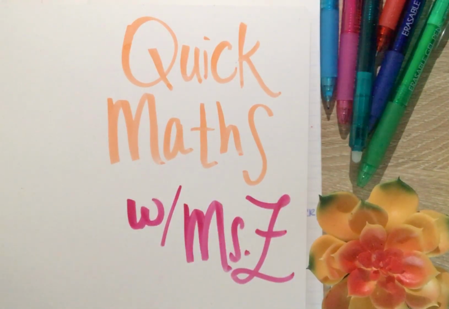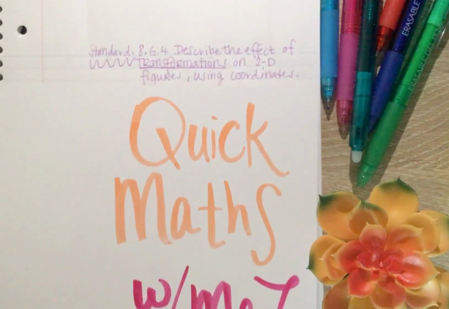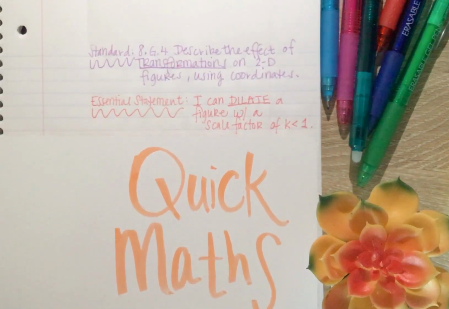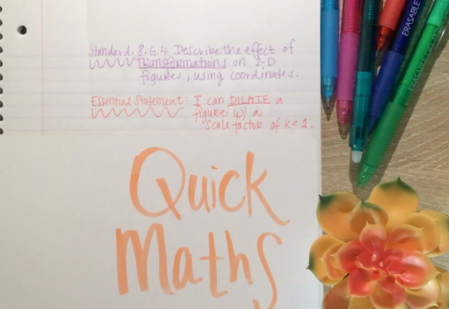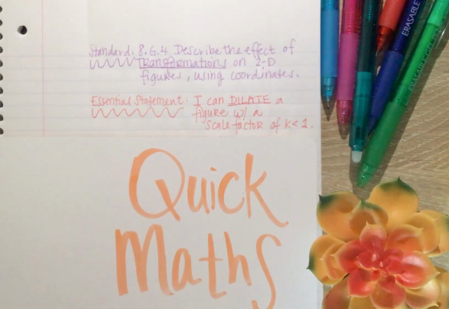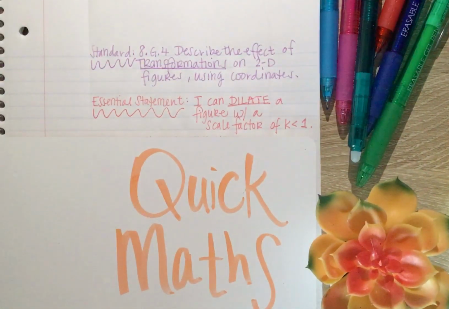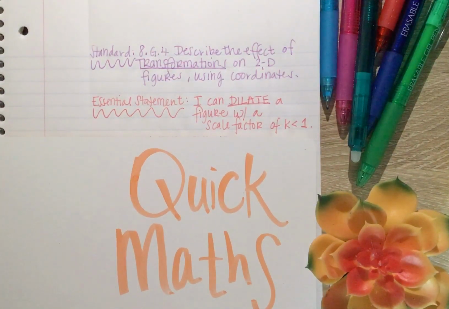I'm going to have you get out your notebooks and set up your day for today. Our standard today is the same, 8.G.4: describe the effect of transformations on 2D figures using coordinates. We're still working on transformations, and our essential statement is I can dilate a figure with a scale factor of k less than 1. So we've done k greater than 1, and we're moving on to k less than 1.